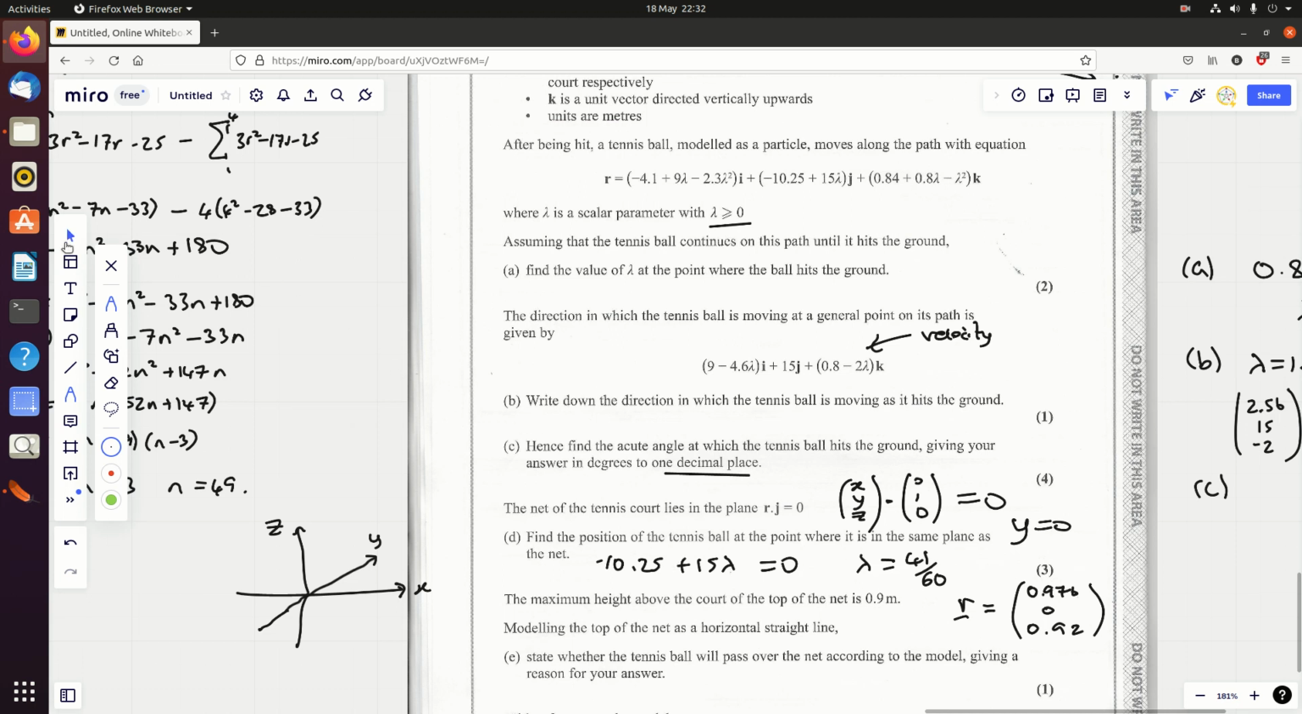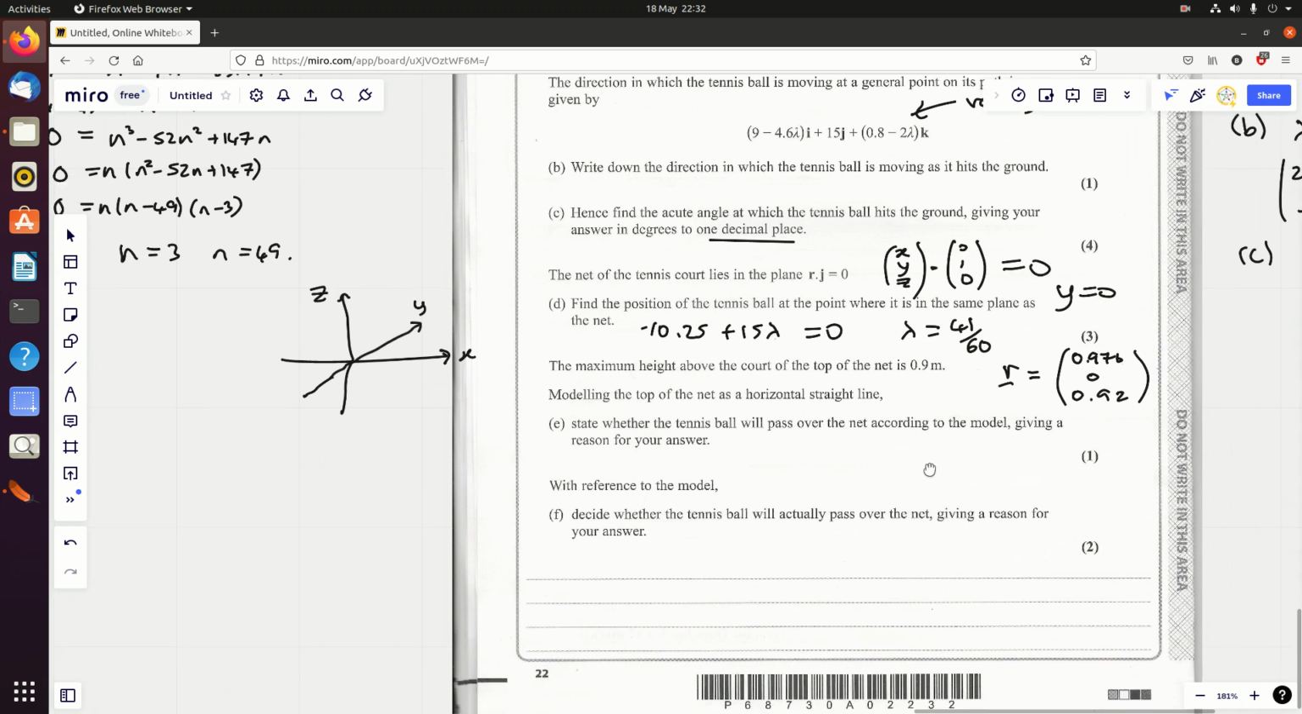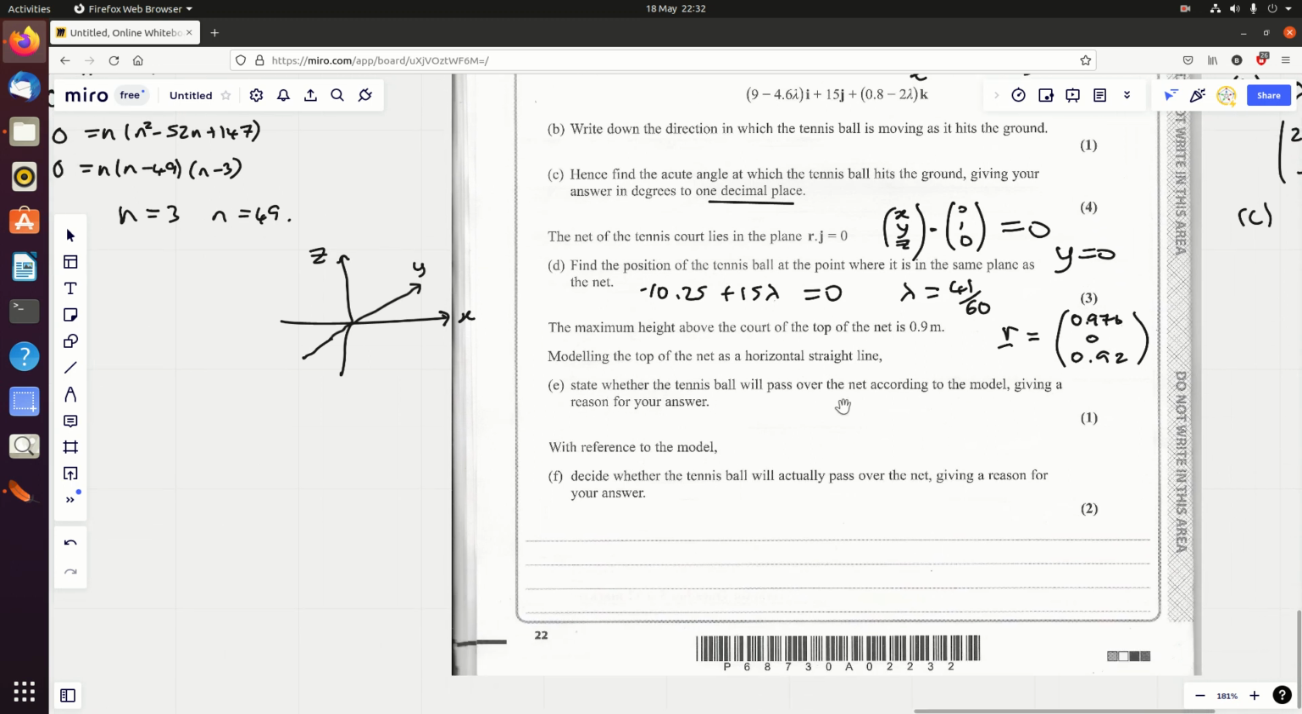Now I suddenly thought, when it said state whether the tennis ball will pass over the net, bearing in mind the net is 0.9 meters and all of these are in meters, I thought, yeah, it's probably right, because look, it just passes over the net. But it also gave me something to say here, because in part C, when it said with reference to the model, does the ball pass over the net, my initial reaction was, I just told you that, it passes over the net. What are you going on about now, Edexcel?